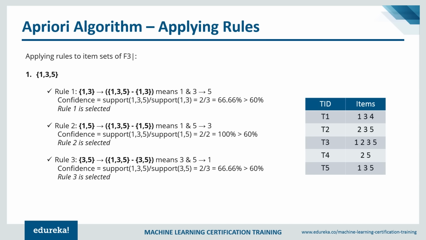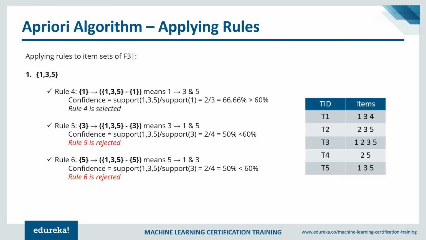Applying rules to the item sets of F3, we get rule 1, which is 1,3 gives 1,3,5 minus 1,3. It means if you buy 1 and 3, there's a 66% chance that you'll buy item 5 also. Similarly, for the rule 1,5, it means that if you buy 1 and 5, there's a 100% chance that you will buy 3 also. Similarly, if we have a look at rules 5 and 6, here the confidence value is less than 60%, which was the assumed confidence value. So we'll reject these rules.